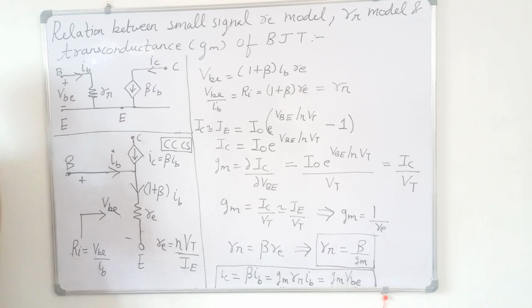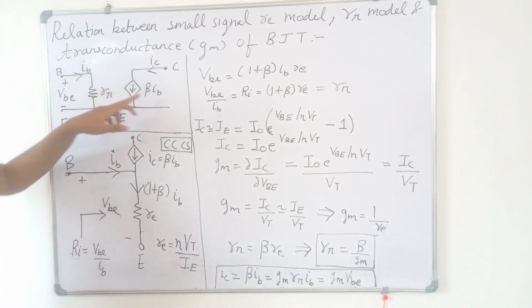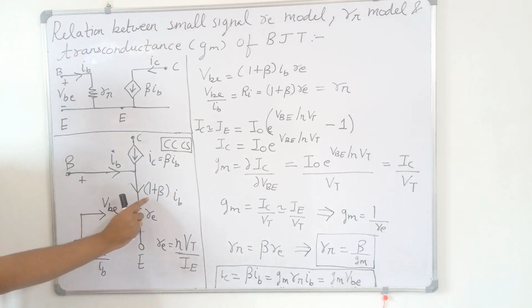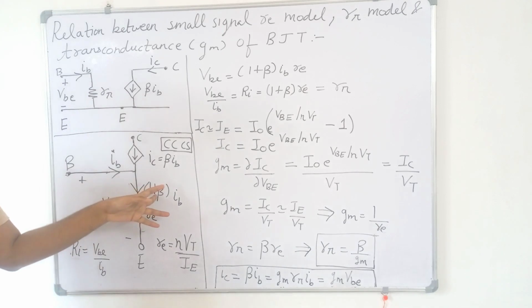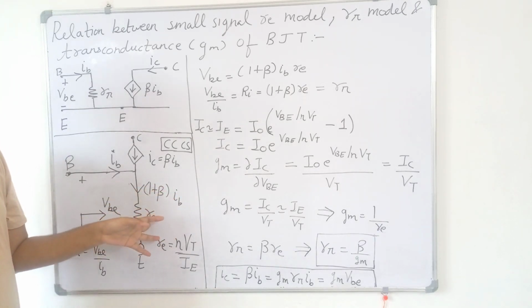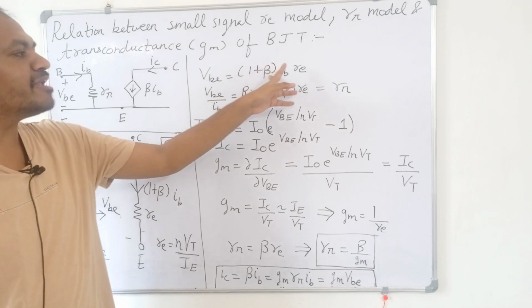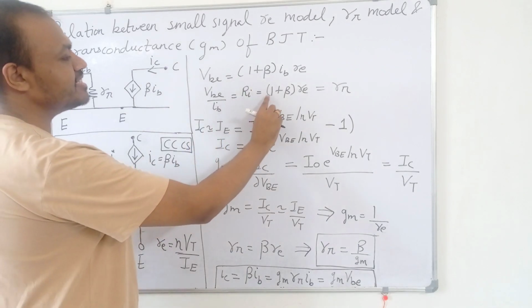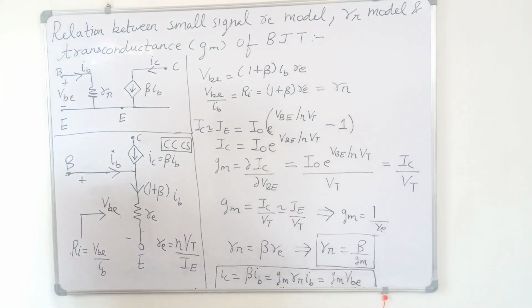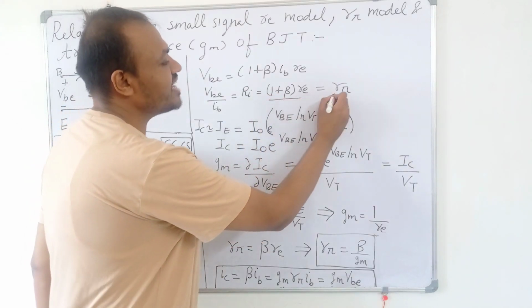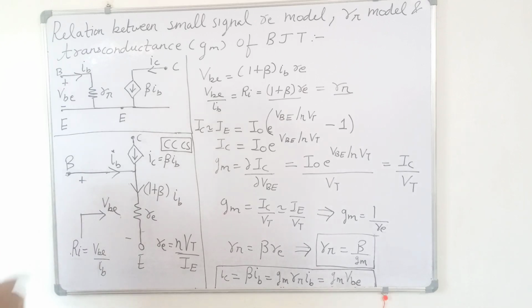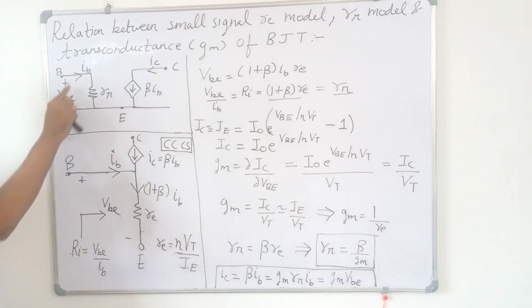So in the r pi model, first see this VBE. VBE will be equal to (1 plus beta) IB into re, the current flowing through the emitter multiplied by the emitter resistance re. So VBE upon IB equals Ri, which is equal to (1 plus beta) times re. This is called r pi. (1 plus beta) times re is called r pi. So this is the r pi model.